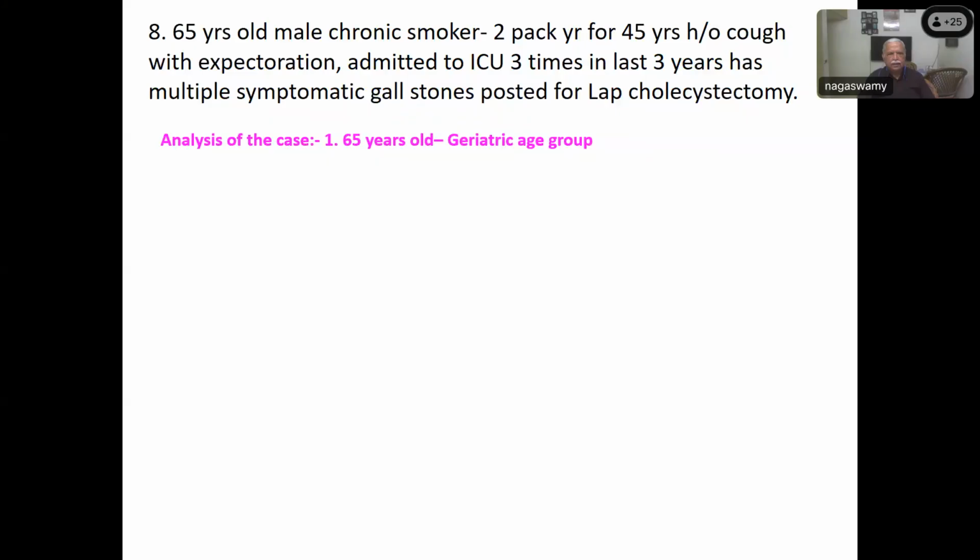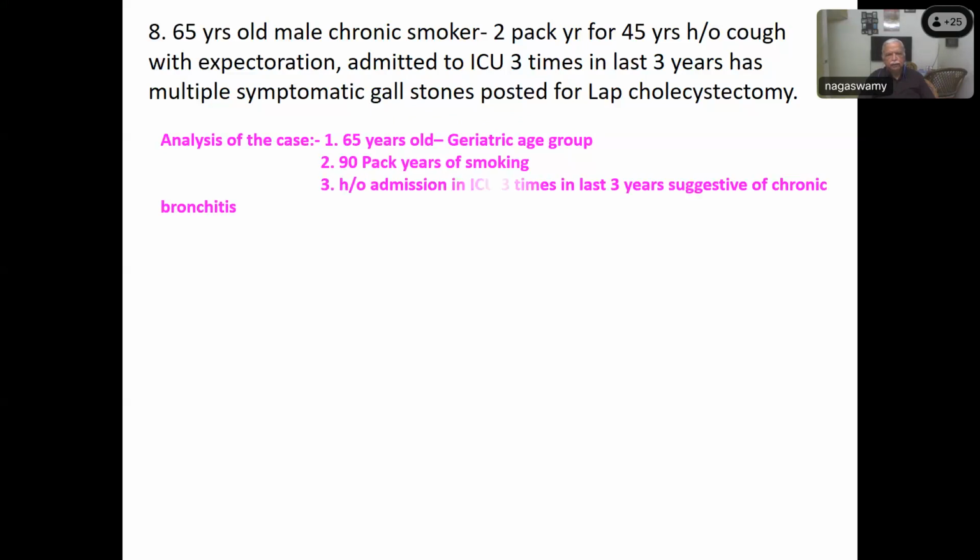that has been given. So you always analyze the case before you present it to the examiner. This patient is 65 years old, which belongs to the geriatric age group, and he has 90 pack years, because 2 packs per day into 45 years makes it 90 pack years of smoking. So all the ill effects of smoking will be there.